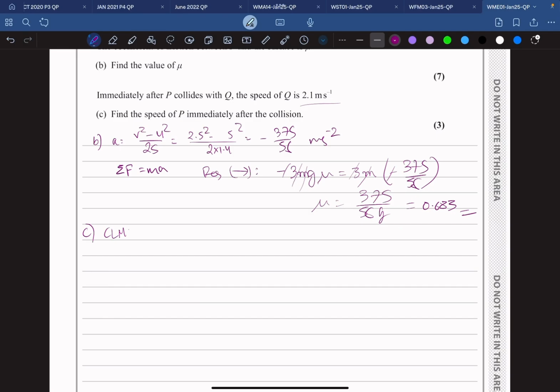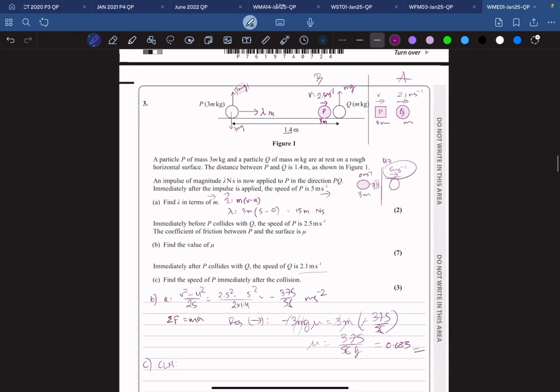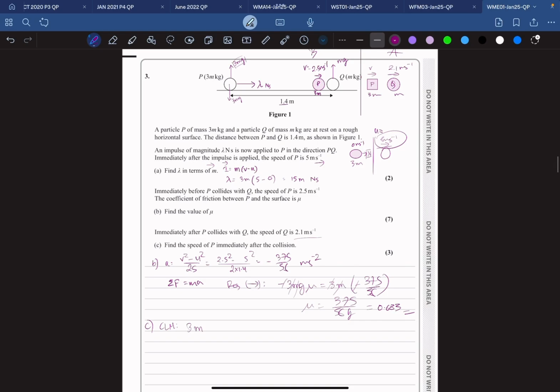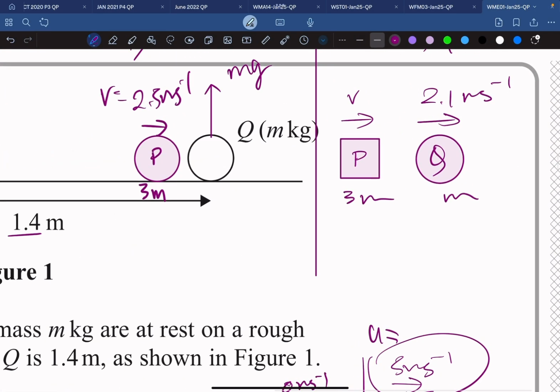Initially we have 3m times 2.5, mass times velocity, and Q was at rest, so Q has no momentum. That's the total initial momentum. And now the total final momentum, we have 3mv. By the way, we don't actually know if P keeps moving towards the right. It may have rebounded and started moving towards the left. But we just take one direction. We assume that P moves towards the right here. You could also assume it's moving towards the left.